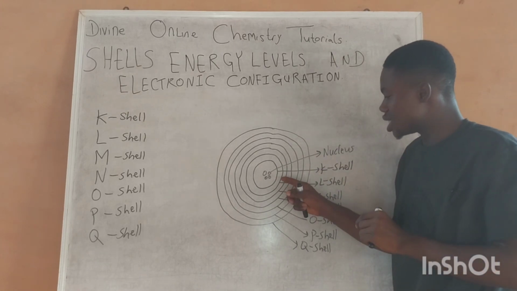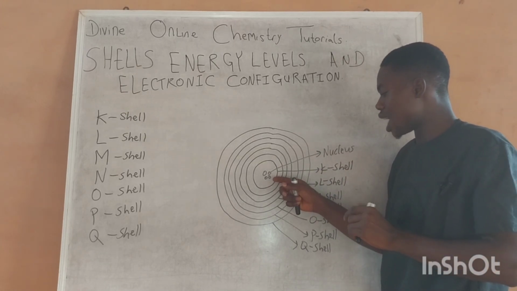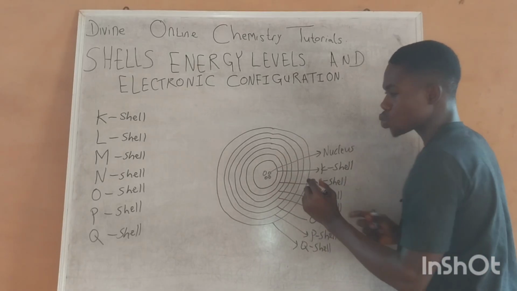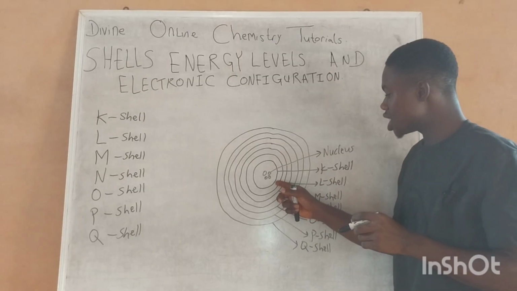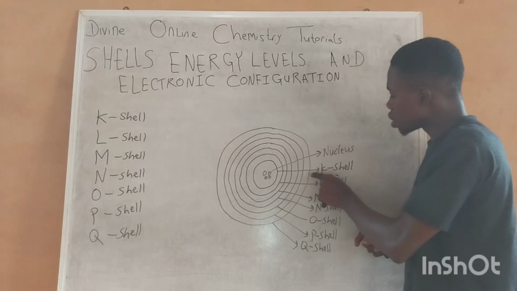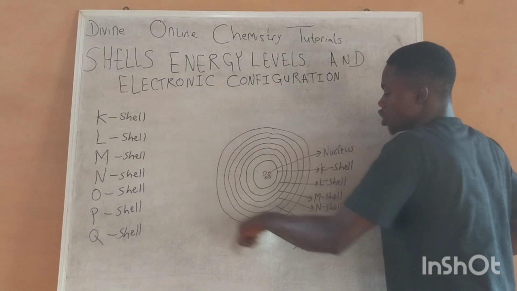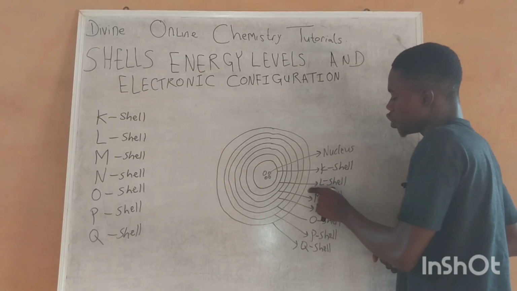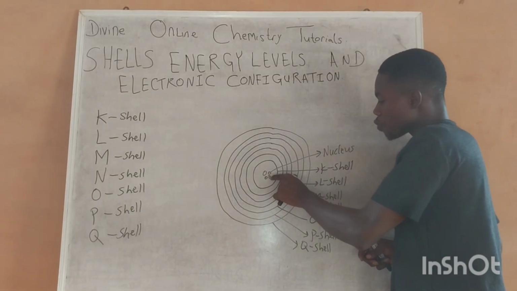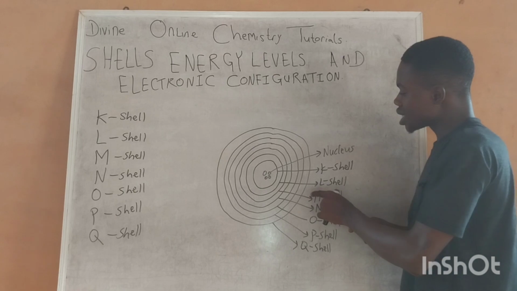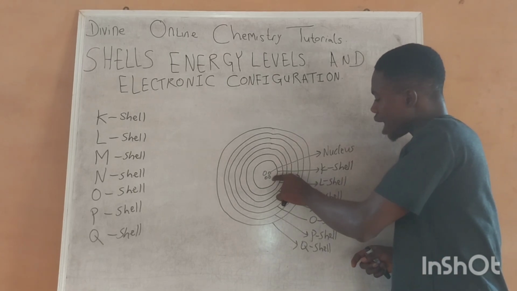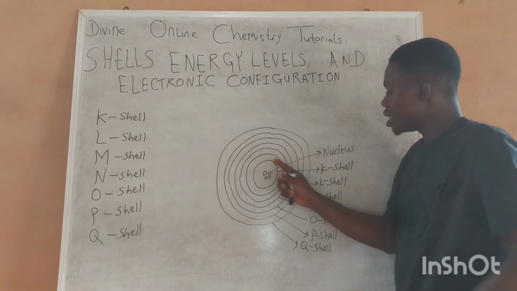Since the K shell is the first shell and the one closer to the nucleus of the atom, it therefore means that the distance between the nucleus of the atom and the K shell is short, which means the energy level of the K shell is low or small. Compared to the Q shell, which is the outermost shell, the energy level of the Q shell is high, because the Q shell is farther away from the nucleus of the atom. There's a greater distance between the nucleus and the Q shell compared to the nucleus and the K shell, which is the first shell.